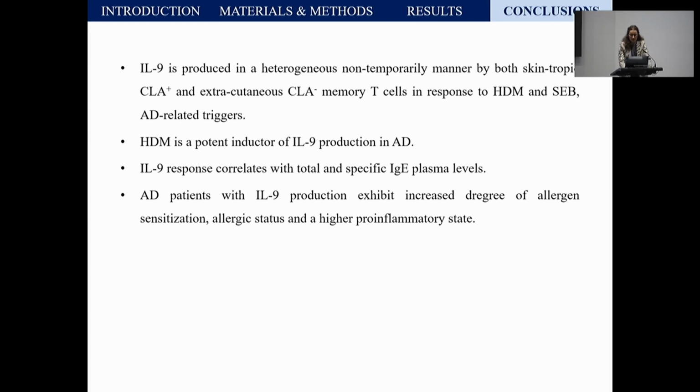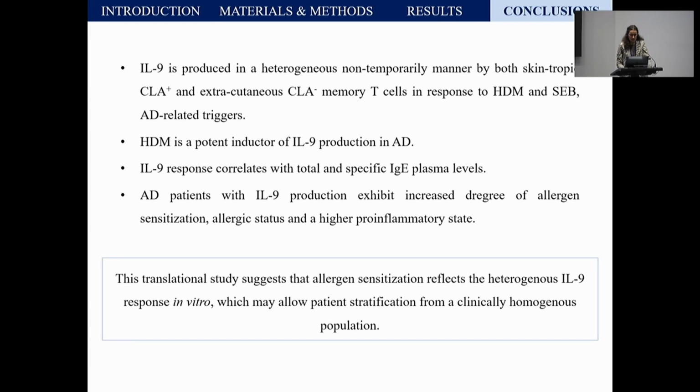For this reason, the conclusion of this study is that allergen sensitization reflects the heterogeneous IL-9 production in vitro, which may allow patient stratification from a clinically homogeneous population.